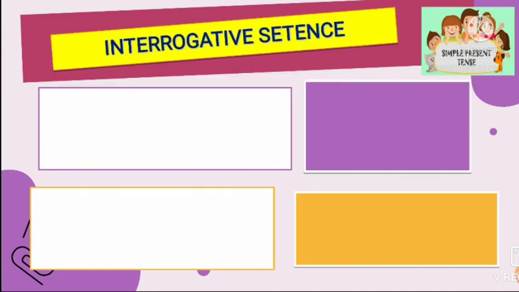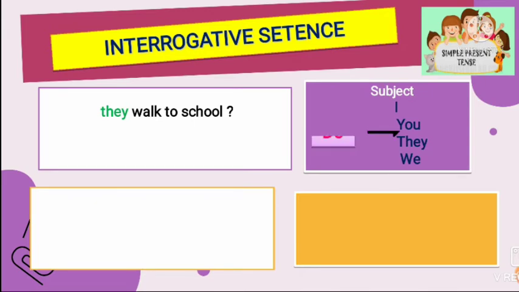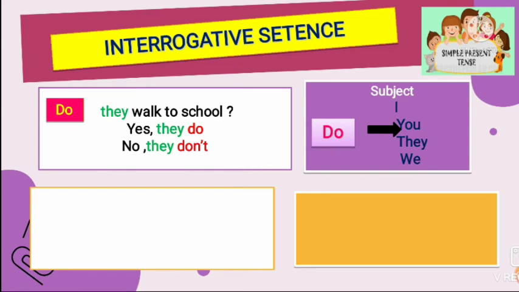Now the interrogative sentences. For the subject I, you, they, we, you always begin with do. They belongs to I, you, they, we, so we add the word do. Do they walk to school? Do you walk to school? Do we walk to school? And never ask yourself, do I walk to school? No way. So for I, you, they, we, you add do in the beginning of interrogative sentences. And the answer could be yes, they do, or no, they don't.